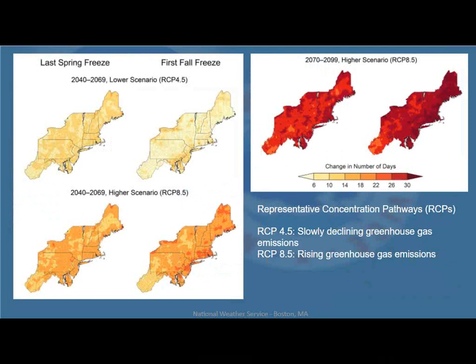And just one more way of looking at the climate change in the Northeast. So take a look at how basically the warmer colors represent the last spring freeze and the first fall freeze. So basically, you're going to have earlier last freeze in spring and also later freeze in the fall. And unsurprisingly, for the higher greenhouse gas emission scenario, you're going to have more extreme cases. In this case, again, the last spring freeze is going to occur earlier, and the first fall freeze is going to occur later in the season.